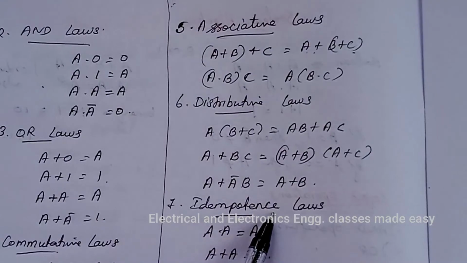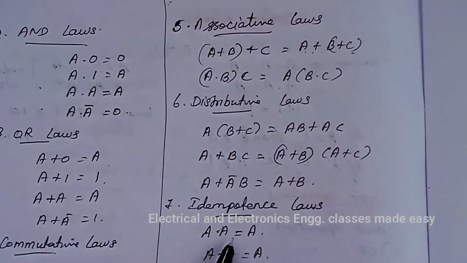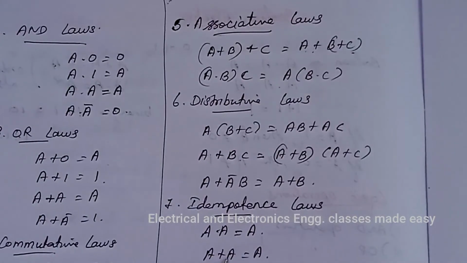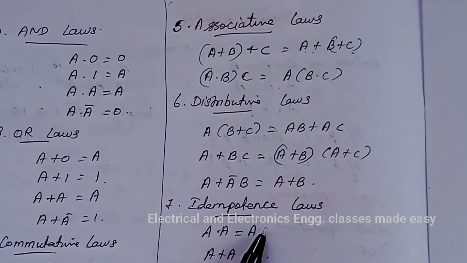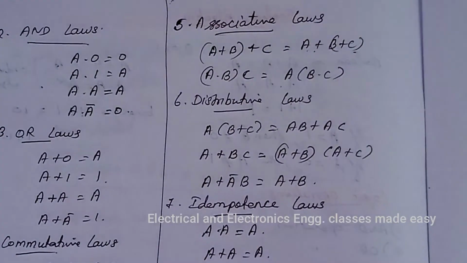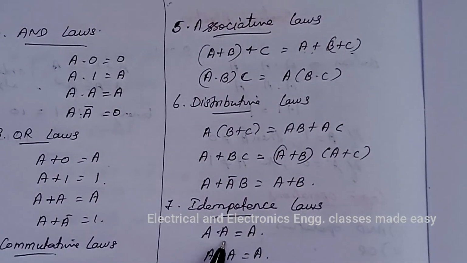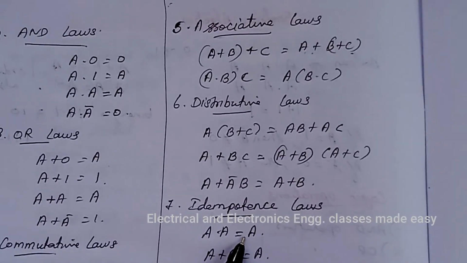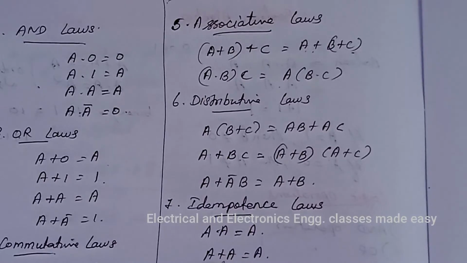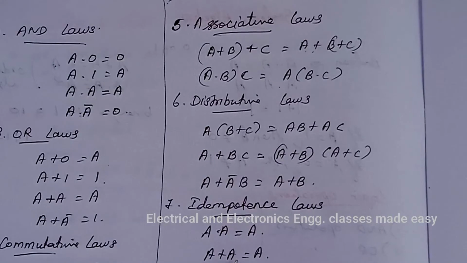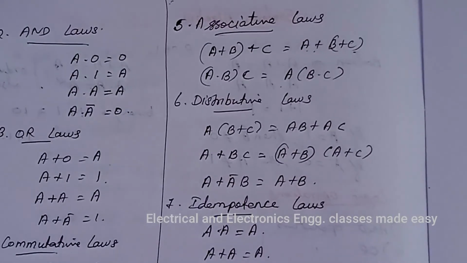Next is idempotence laws. That is A dot A equal to A and A plus A equal to A. Idempotence means the same value. That is ANDing of a variable with itself is equal to that variable only. Also, ORing of a variable with itself is equal to that variable only.